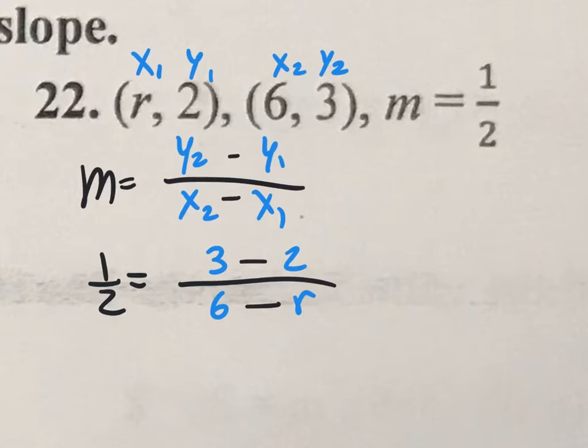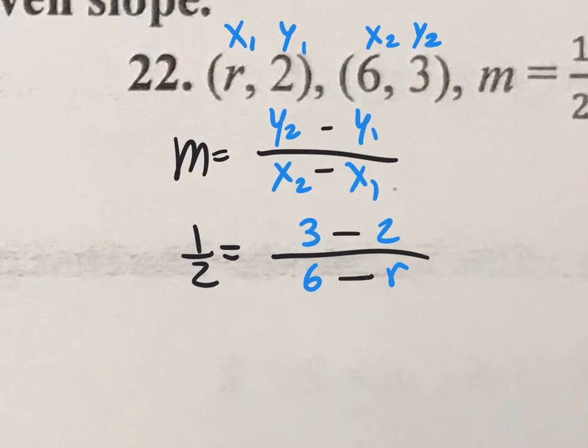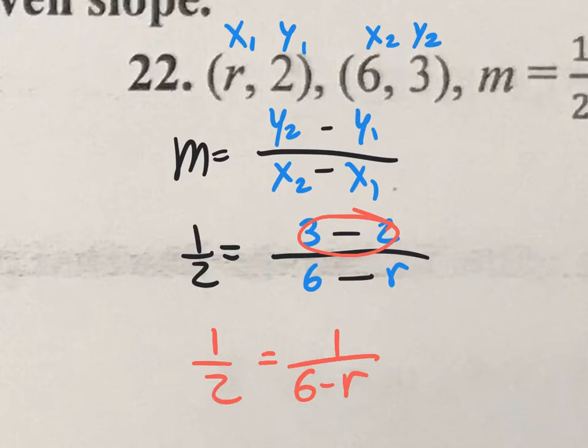So we have this proportion. A fraction equals a fraction. You could cross multiply if you wanted to. Or you could simply get rid of the fraction by multiplying both sides by 6 minus r. But of course, it'd be good to simplify first. Up here we have 3 take away 2. That's really a 1 over 6 minus r equaling 1/2.